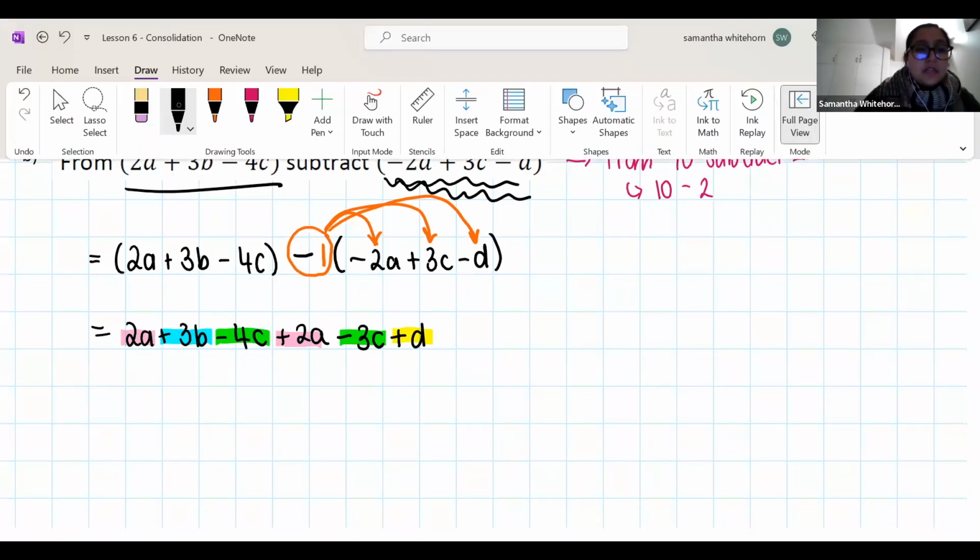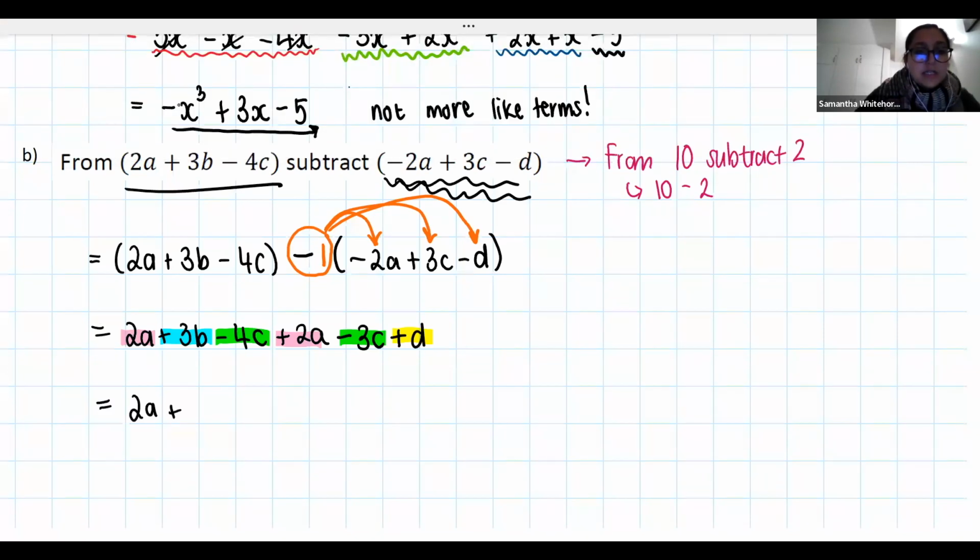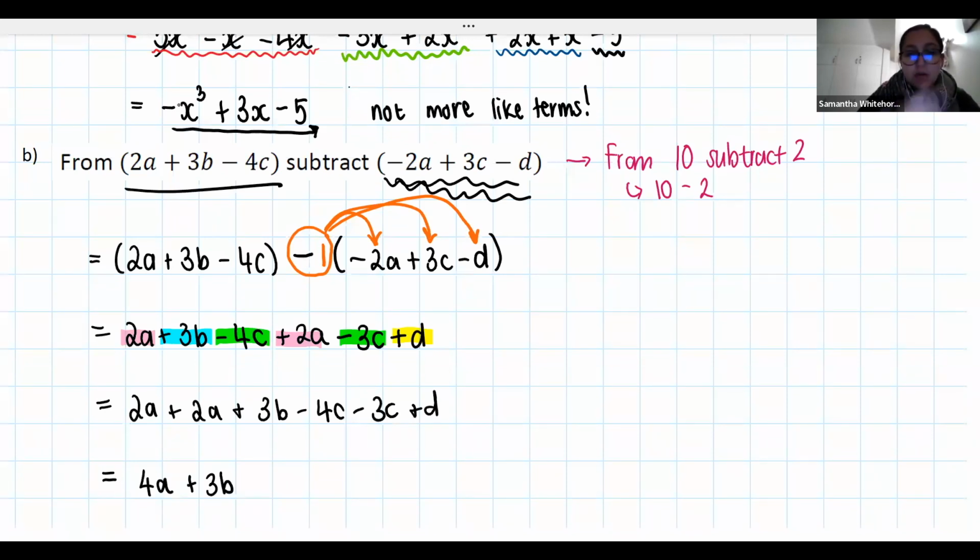Again, grade 8s, if you need to group them together so that you can see exactly what you're adding and subtracting, that's obviously absolutely fine. You don't have to, but you are welcome to. And now we add and subtract our like terms. So 2a plus 2a is 4a, plus the 3b, doesn't have any like terms, so that's all I can do with it.